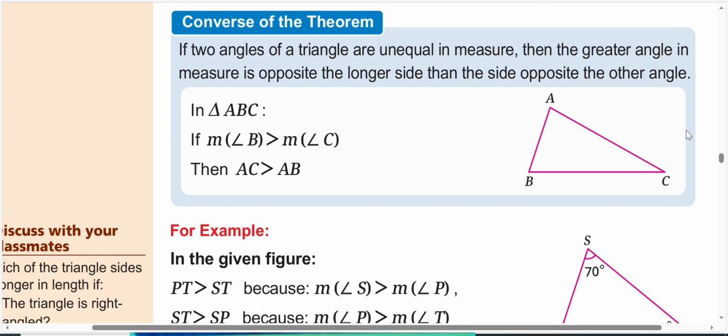Converse of the theorem. We now talk about the angles, the relation between two angles. If two angles in a triangle are unequal in measure, then the greater angle in measure is opposite the longer side than the side opposite the other angle. What's the meaning? If the measure of angle B is greater than the measure of angle C, then the side opposite B, which is AC, is greater than the side opposite C, then AC is greater than AB.